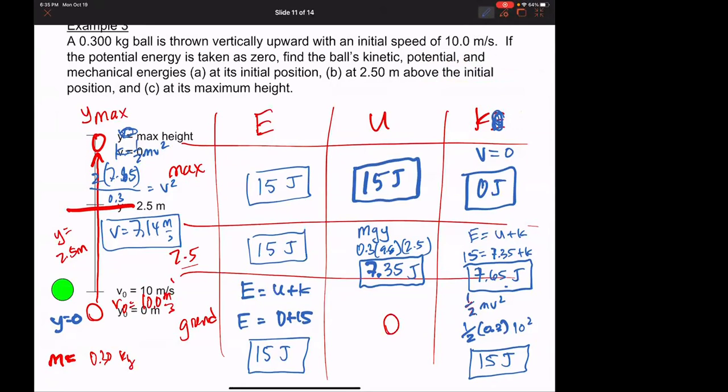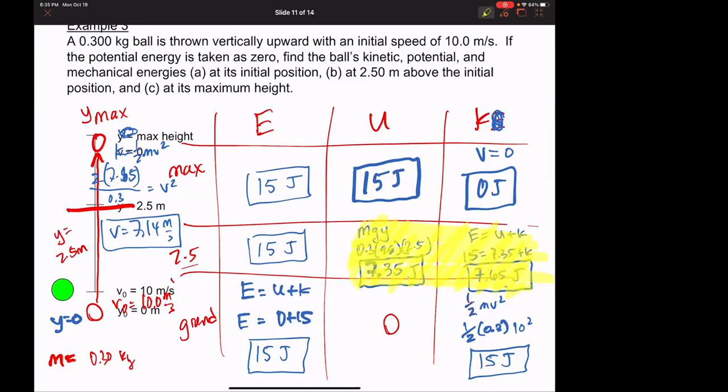Any questions there? So you can see the only place really where it's not 15 is at the arbitrary points in the middle. Every other point is 15 joules. At the top and the bottom, they just switch back and forth. And then any point in the middle, they're going to move between 15 and 0.